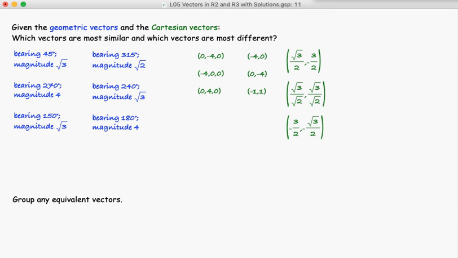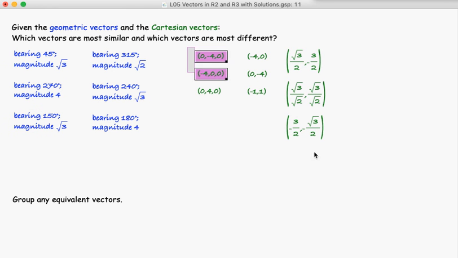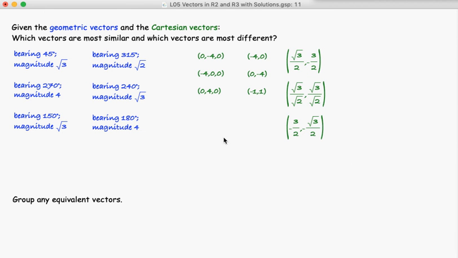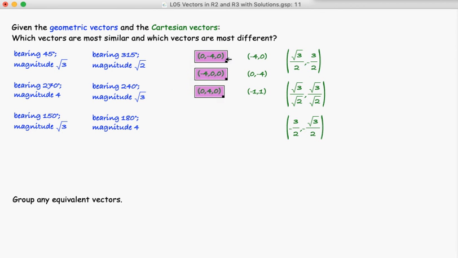Next example. So on this slide, we've got geometric vectors here in blue. And then we've got all of these algebraic vectors in green. And so what you would be doing is, which vectors are most similar and which are most different, however you want to word that. These are definitely vectors in R2. These are vectors in R2. These vectors are in R3.